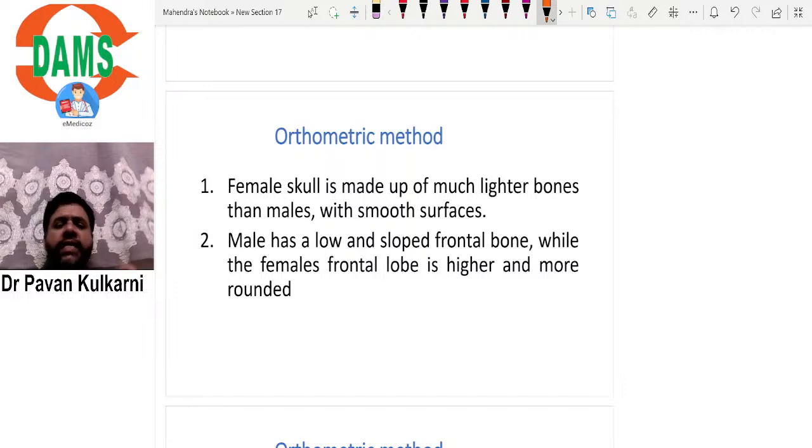The main difference here is usually that a female skull has got lighter bones, and the surfaces of these bones are also smooth. So the one important feature when you weigh it, it's a crude method, but that is the way usually an investigation is done in forensic sciences. So the first parameter would be to weigh the skull. Usually they are lighter bones with a smooth surface.